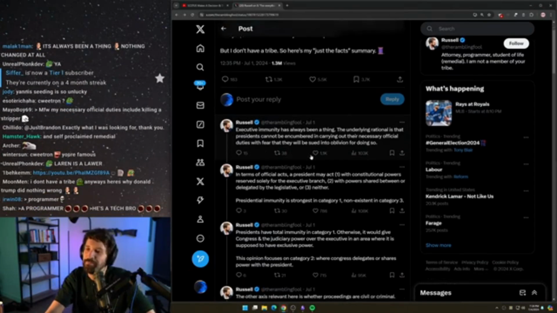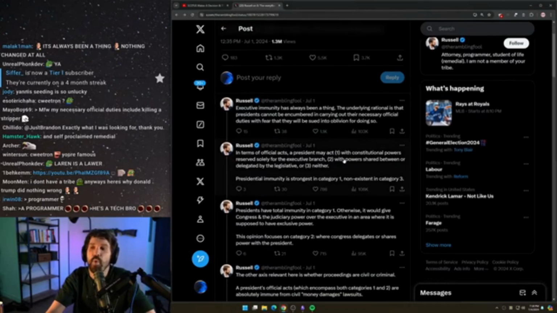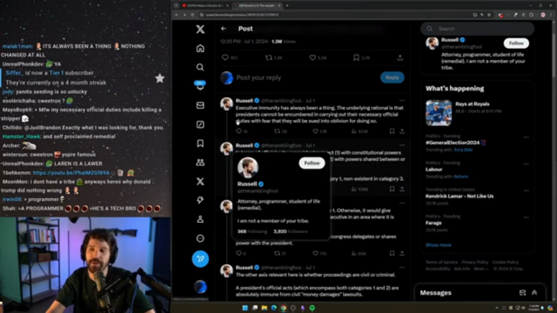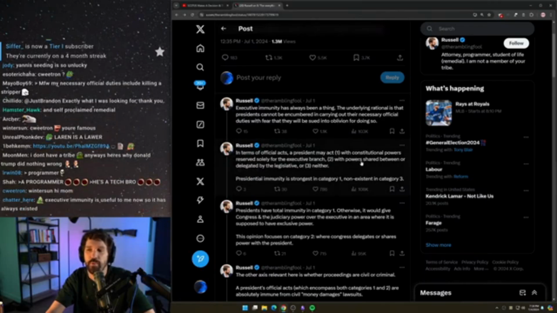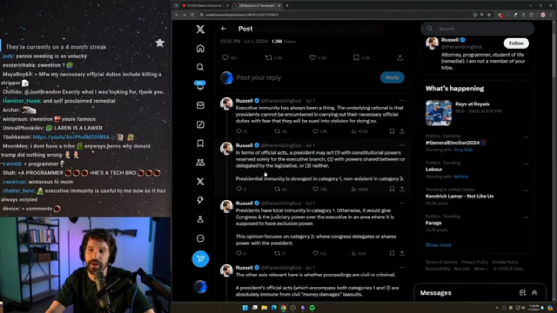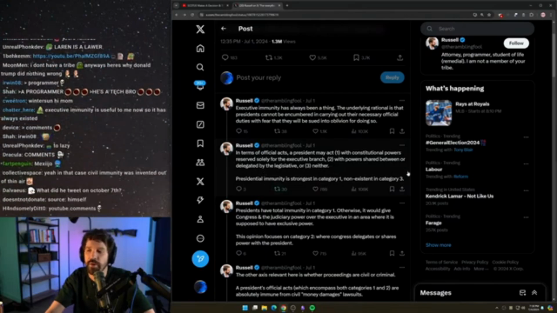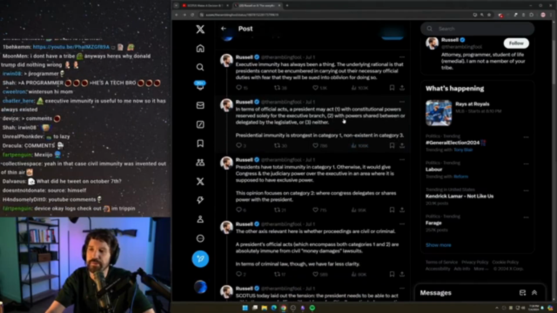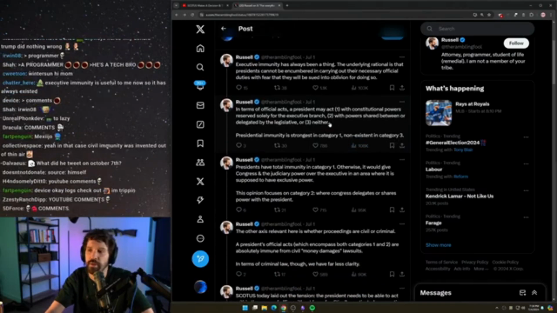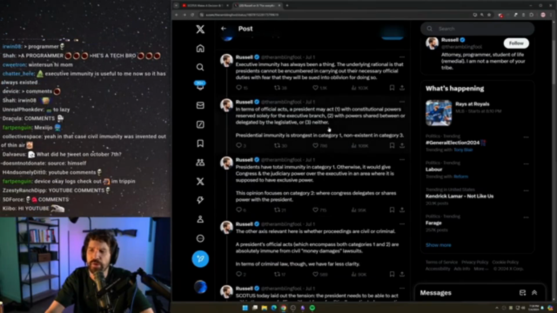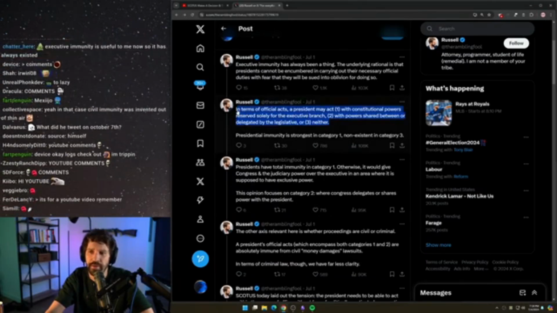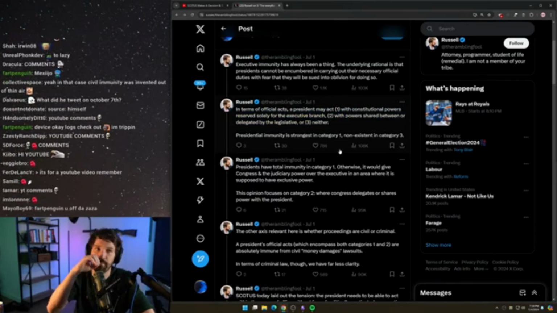In terms of official acts, a president may, 1, act with constitutional powers reserved solely for the executive branch, 2, with powers shared between or delegated by the legislative, or 3, neither. Presidential immunity is strongest in Category 1 and non-existent in Category 3. So he's kind of created the 3 buckets of acts in a different way than how Roberts structured it. I don't agree with his structuring here, and I think as we read through, we're going to find out why I don't agree, because I don't think that the way that he structured them is the same as how Roberts would structure them.